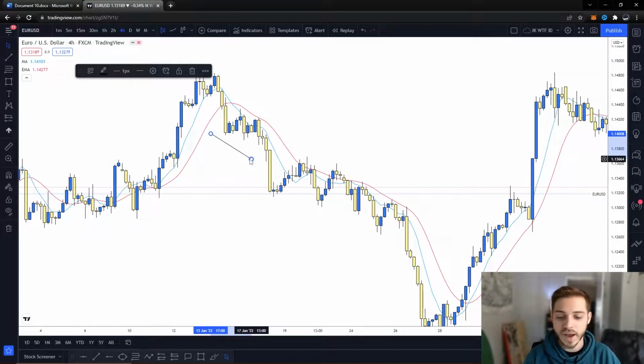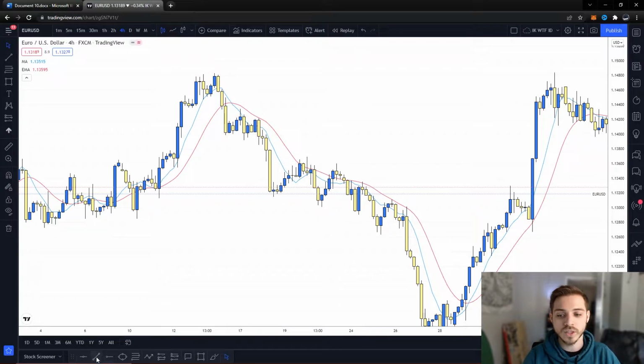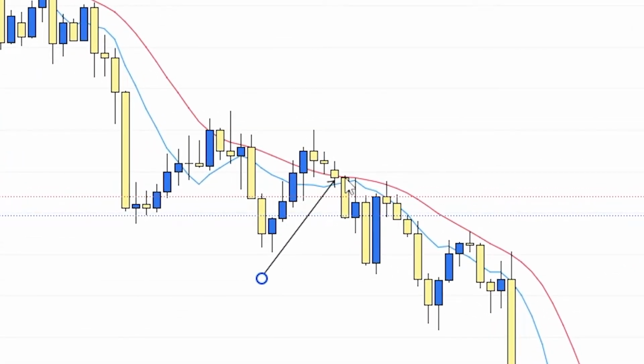Now you're probably asking yourself, why would we take this trade right here? Because it clearly broke above the MAs. And sometimes you will see price go above the MAs.